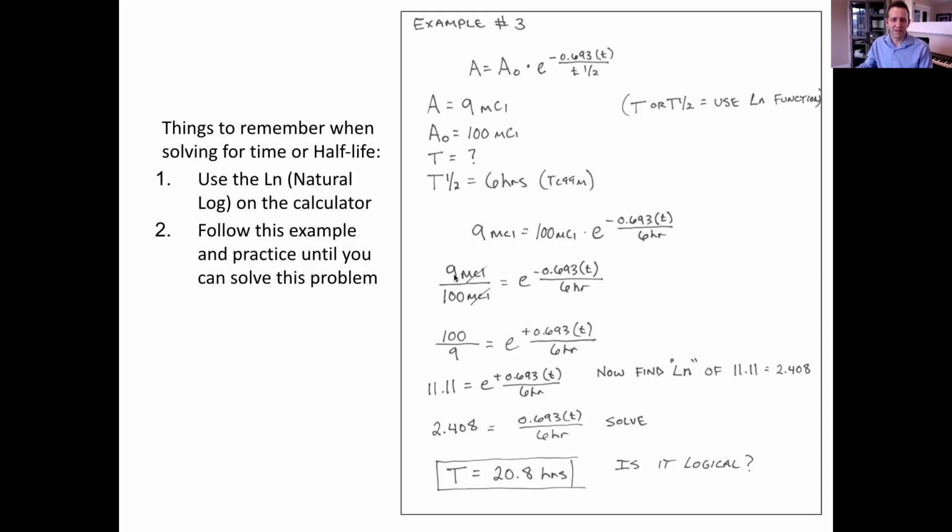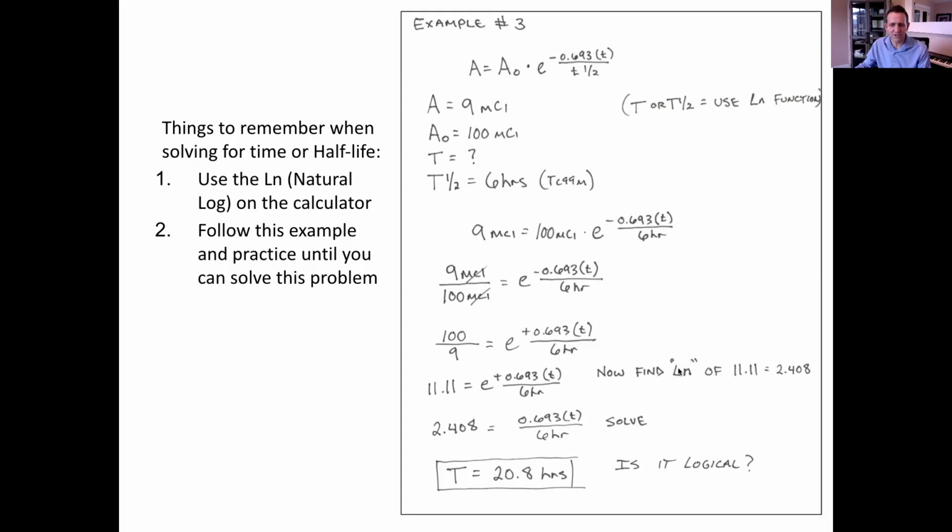So we have now 9 millicuries divided by 100 millicuries equals the natural log of negative 0.693 times time over 6 hours, which is our half-life. Now, at this point, we can cross out our millicuries because we have like terms. And so now we have to look at this. Now, here's the interesting thing.